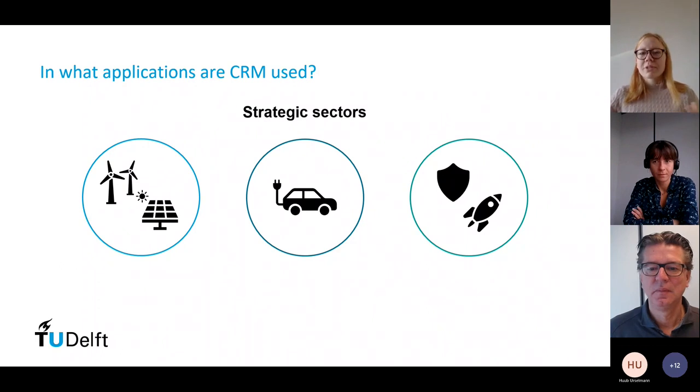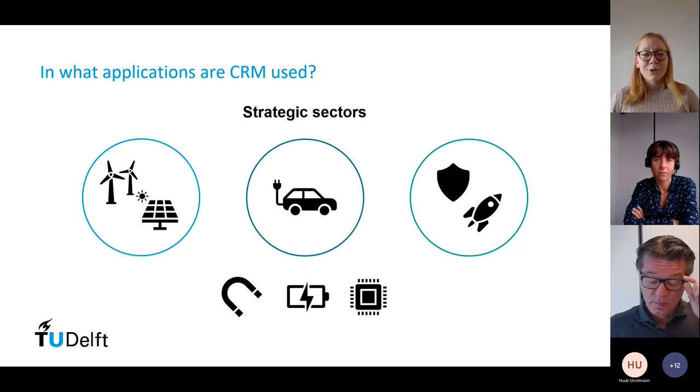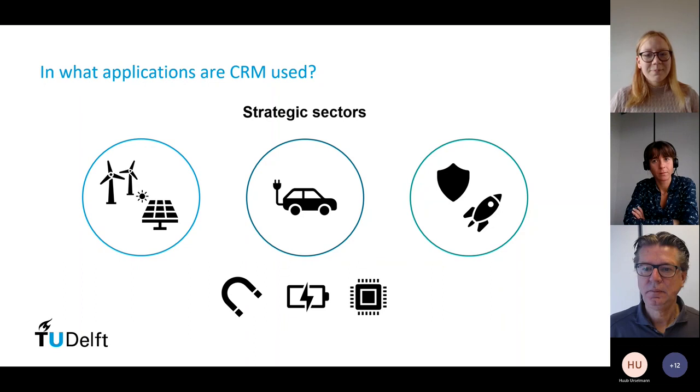But of course, the materials don't just go into these sectors. They are used in components that are then used in the sectors. So I want to bring this now one level down. What are the components where we use these materials, and how are they applied in the sectors? So here I have some icons for you. The first one being a magnet. So in wind turbine generators in the renewable sector, also in electric motors, we have so-called permanent magnets, which contain a lot of rare earth elements. Here it comes again, the rare earths.